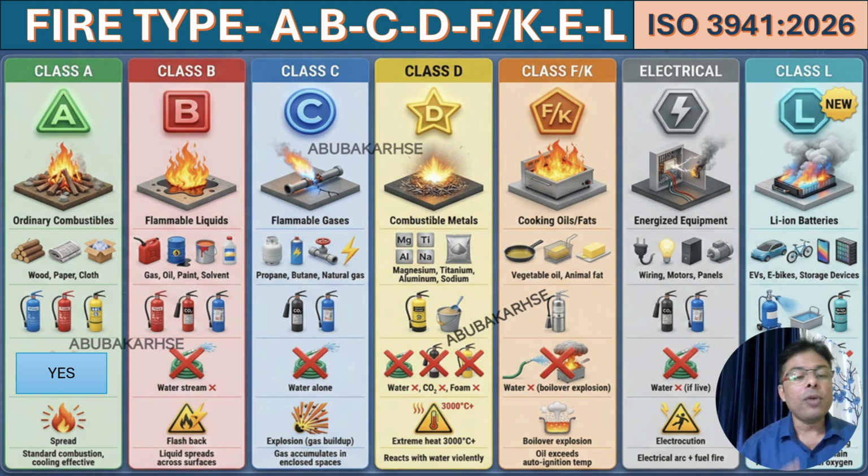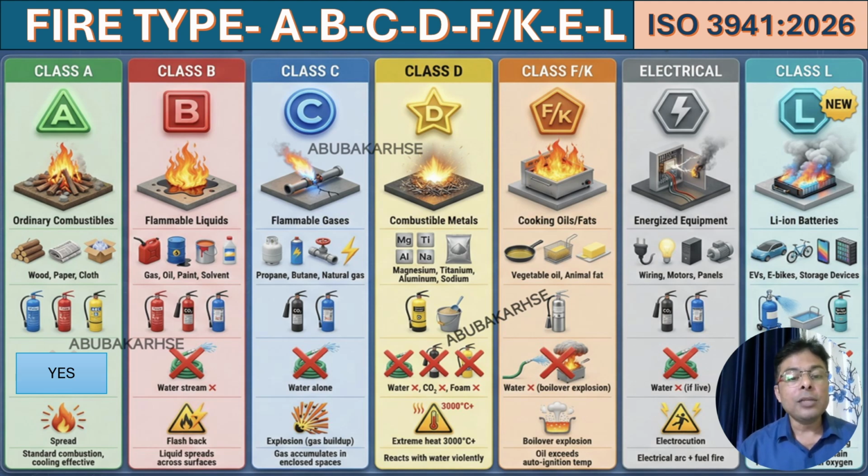Next, which type of fire extinguisher can you use for the A type fire? Normally you can use the ABC dry chemical powder extinguisher. You can also use water or steam. What is the impact of this fire? It spreads through standard combustion, producing heat, and the temperature gets high.